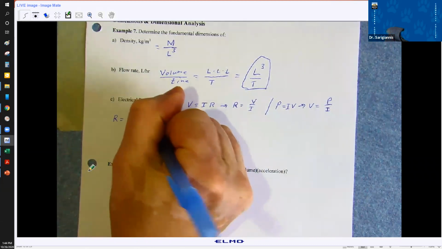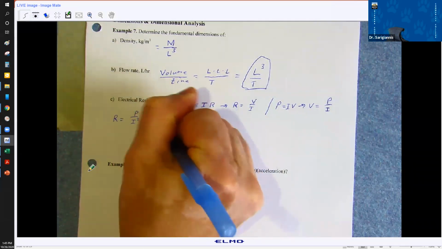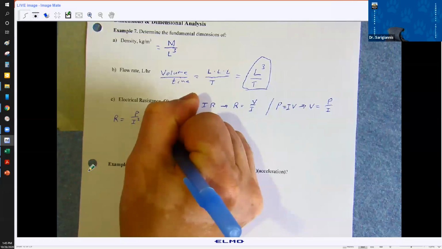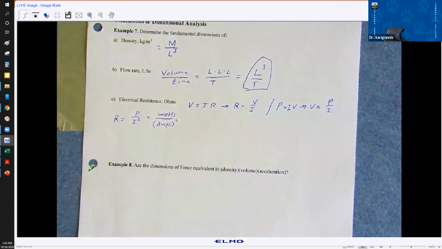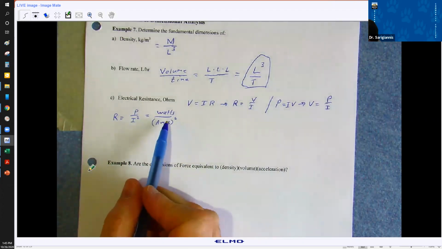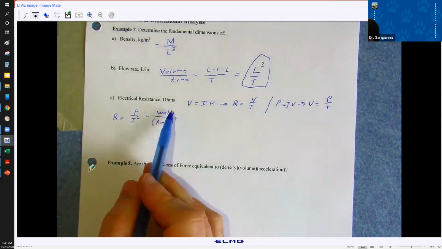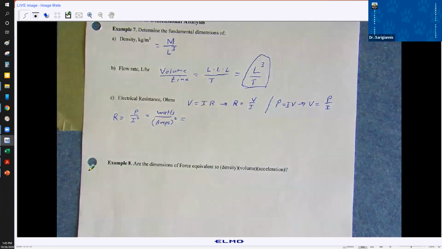Power is typically in watts, so this is watts. And current is usually in amps, but this is squared, right? So that's what the units are in SI, watts per amps squared. So now we can take watts, and we can write this as, let's see, my conversion factor here. Where's my conversion sheet?